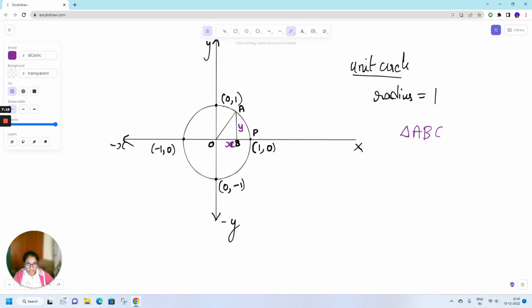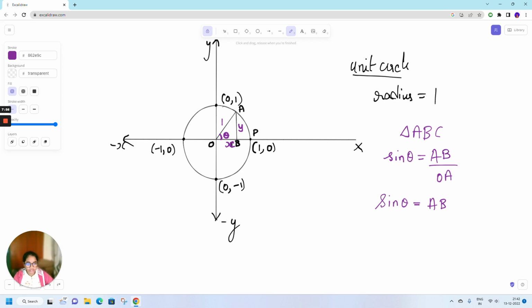Now, if I take the angle at O, that is theta, what would sine theta be? Sine theta would be opposite, that is AB, divided by hypotenuse, that is OA. And we know that the hypotenuse is the radius of the circle, so the value of OA would be 1. Agree? So sine theta is equal to AB.